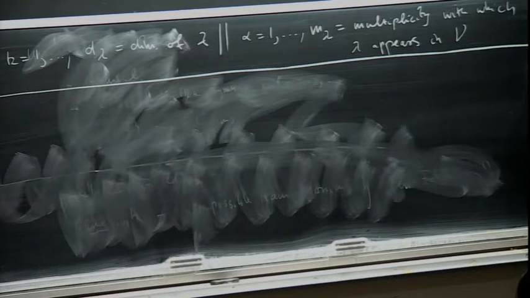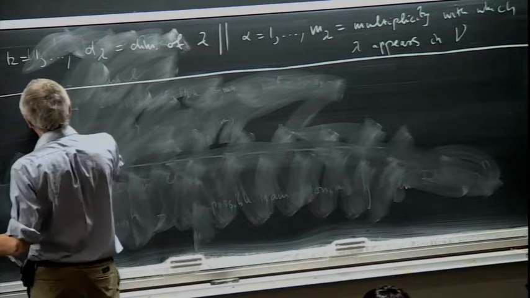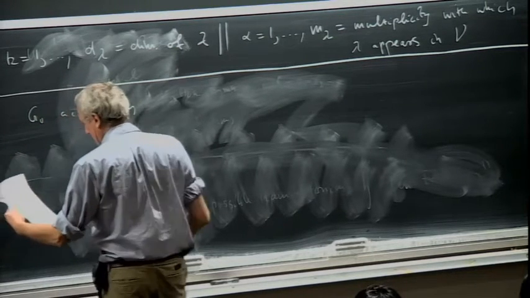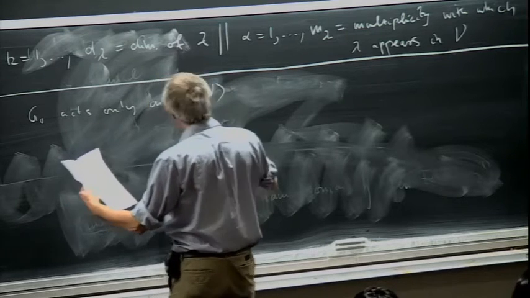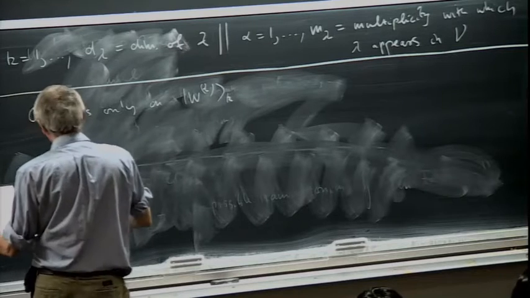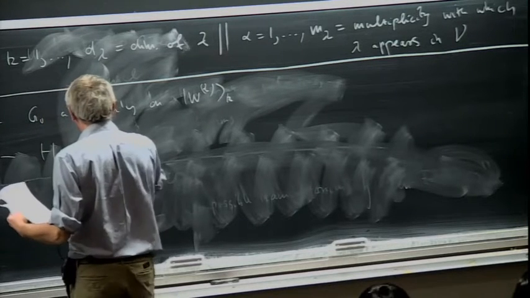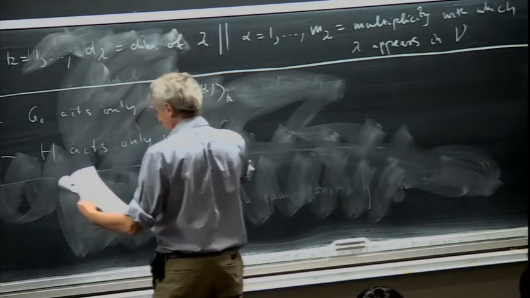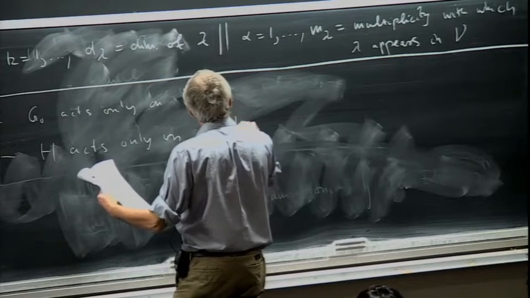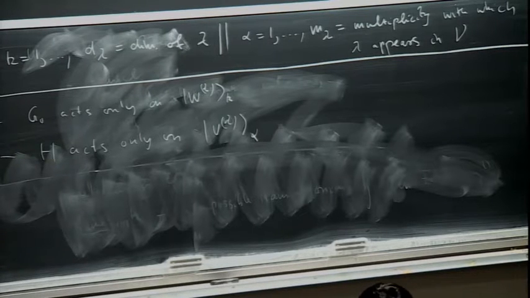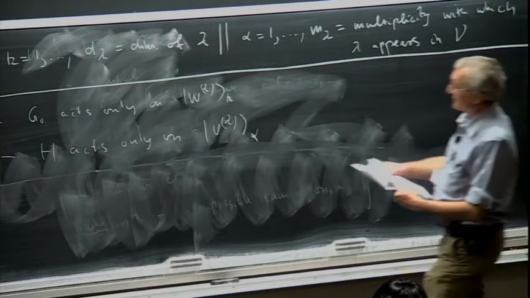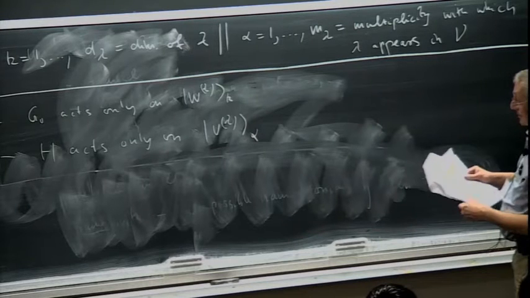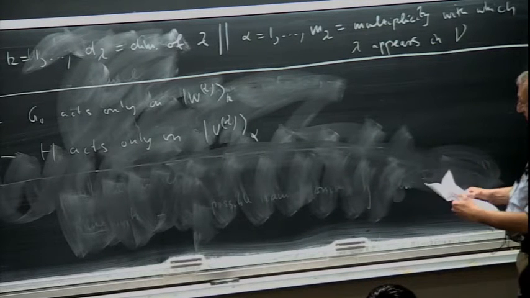And so the key statement now is that G naught acts only on one factor, W, K, and the Hamiltonian leaves that invariant and acts only on the V's. The stuff where G naught acts is pure group theory, some Clebsch-Gordan coefficients, some group theory stuff, and that's not what we're interested in. It completely separates from the action of the Hamiltonian.